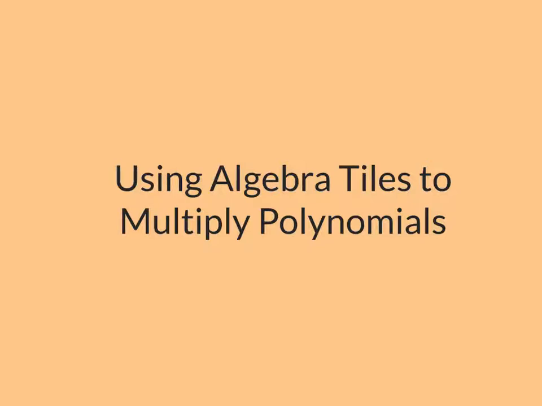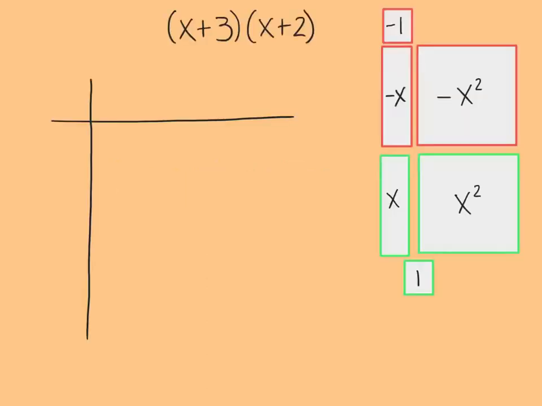Hello everyone. In this tutorial I'm going to go over how we can multiply polynomials together using algebra tiles to help us. Okay, so the first multiplication problem we are going to look at is the quantity of x plus 3 times the quantity of x plus 2.